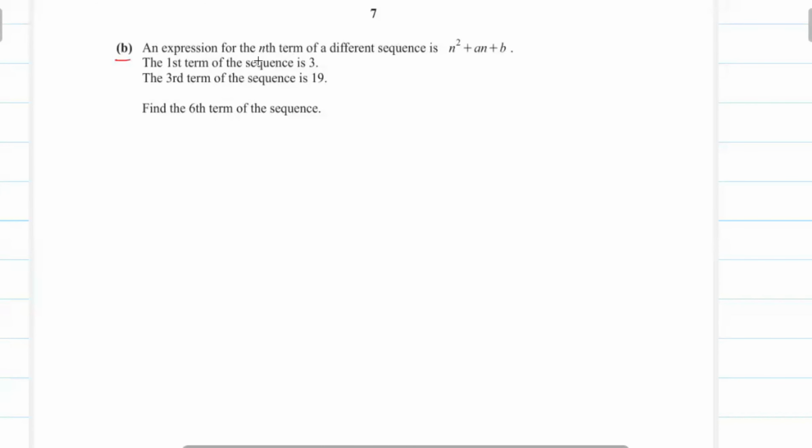Part B, an expression for the nth term of a different sequence is n squared plus an plus b. The first term of the sequence is 3, the third term of the sequence is 19. Find the sixth term of the sequence. You see here the nth term of the sequence is n squared plus an plus b, and therefore the first term will be equal to 1 squared plus a into 1 plus b, and this will be equal to a plus b plus 1.